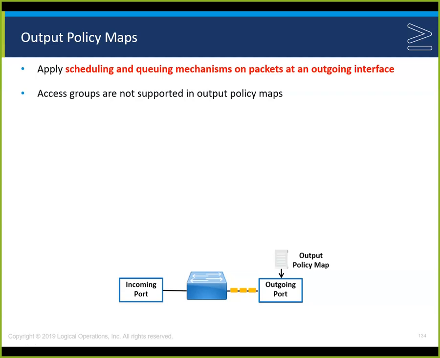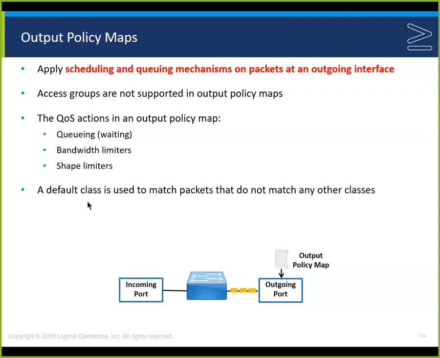We didn't trust the markings from the first router to do those things. The QoS actions in the output policy map are queuing or waiting, bandwidth limiters, and shape limiters. The default class is used to match packets that don't match any of the other classes. Just like all of the other things, we have a default. If we don't do anything, then the default is going to take place.